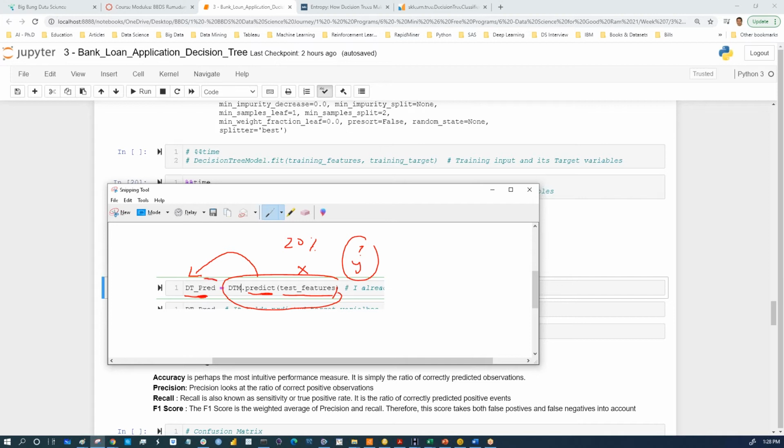So what do you think will be stored in this DT underscore pred? It's predicted Y. Predicted Y, and we are to compare it with the actual Y. That is the plan. So any questions, any concern about this?